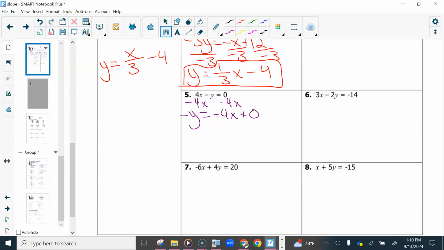And then what are we dividing by? Negative, not the y. What number? Negative 1. There we go. So that would become y equals a positive 4x. You can leave it like that or put plus 0. Either or. Did you write that? Any questions there?